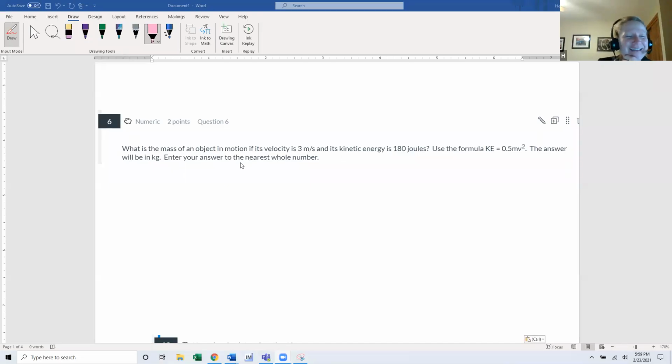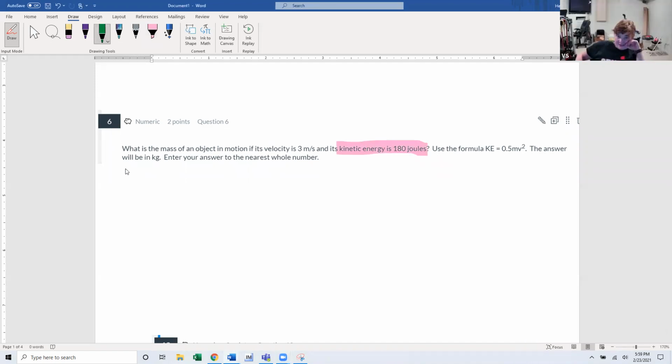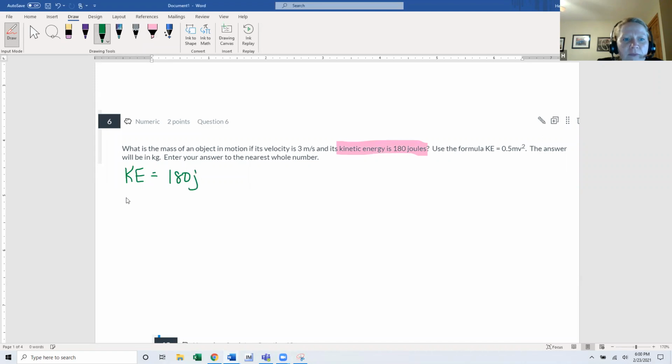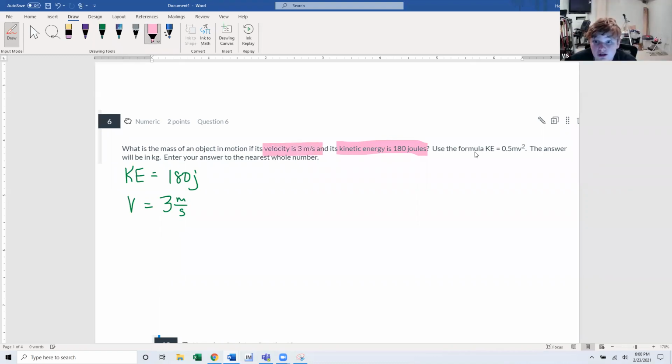All right, let's try again. What do we know? The kinetic energy is 180 joules. All right. What else do we know? And then the velocity is 3 meters per second. Right. Okay. 180 joules. Velocity 3 meters per second. What else do we know? The formula. What are we trying to find?